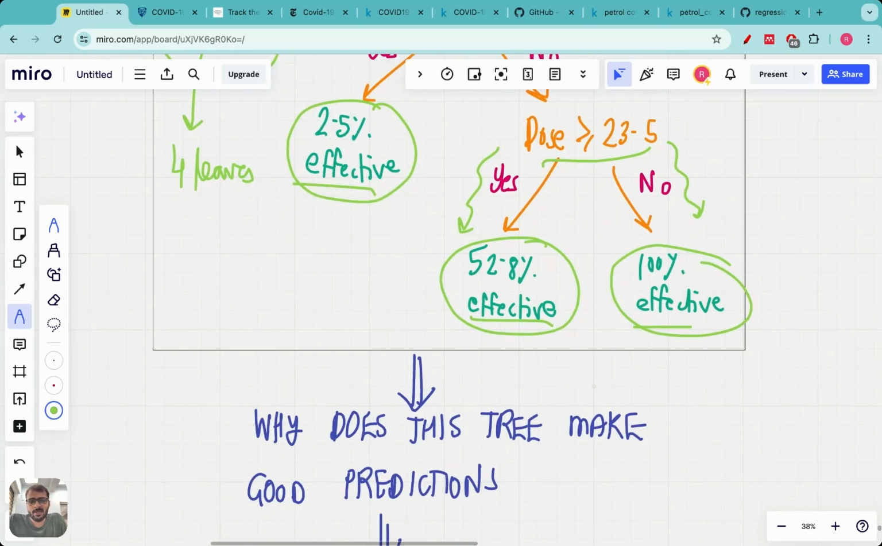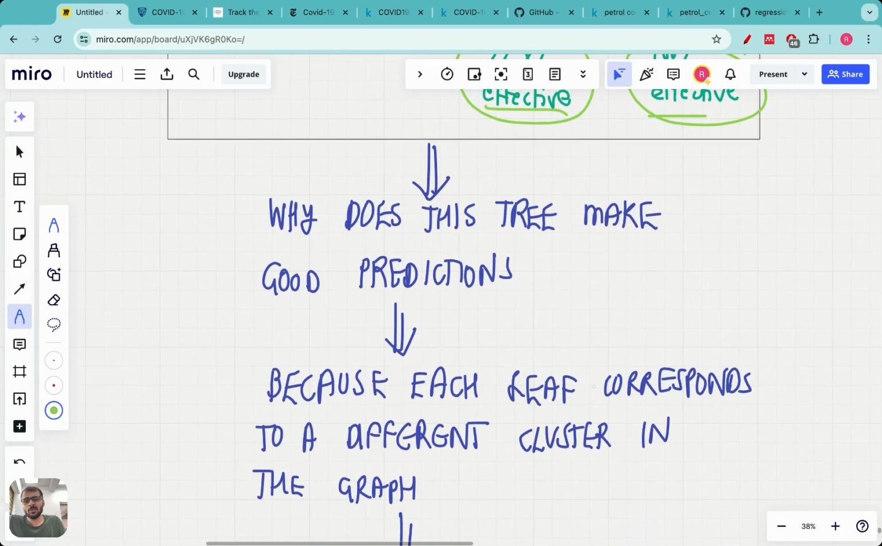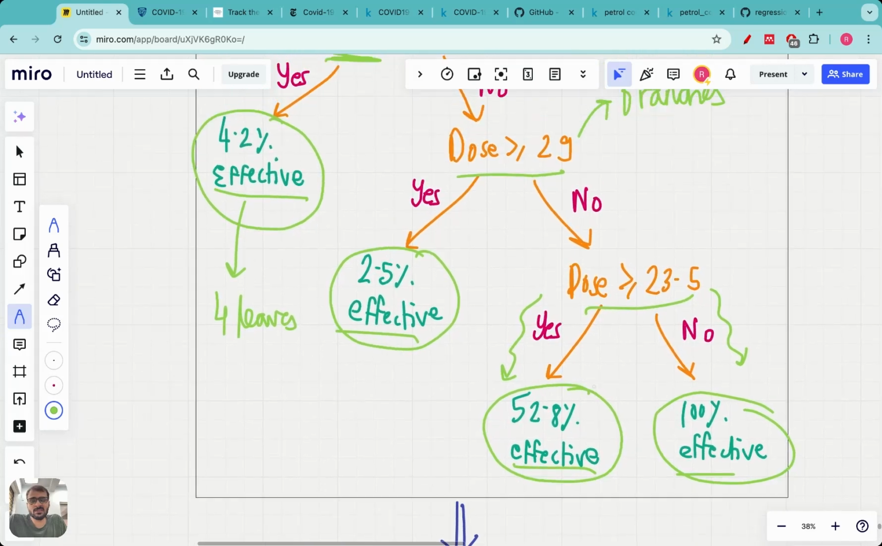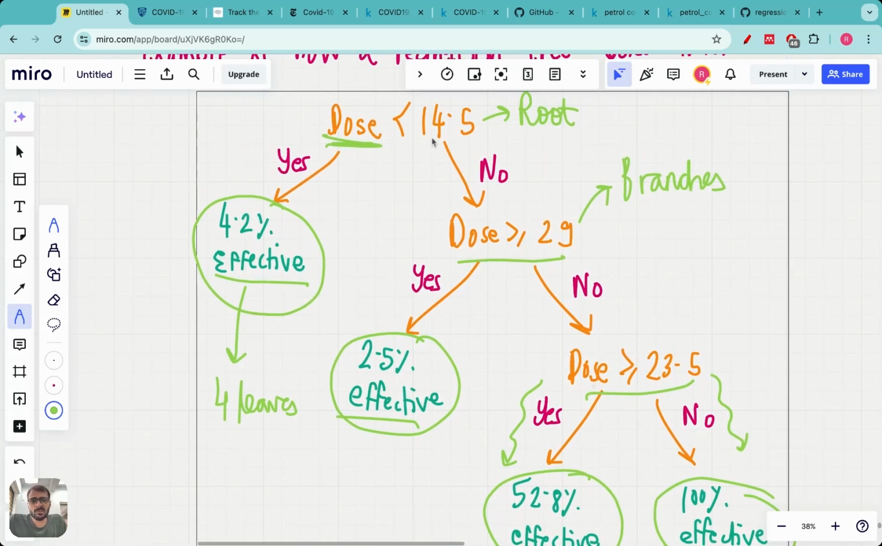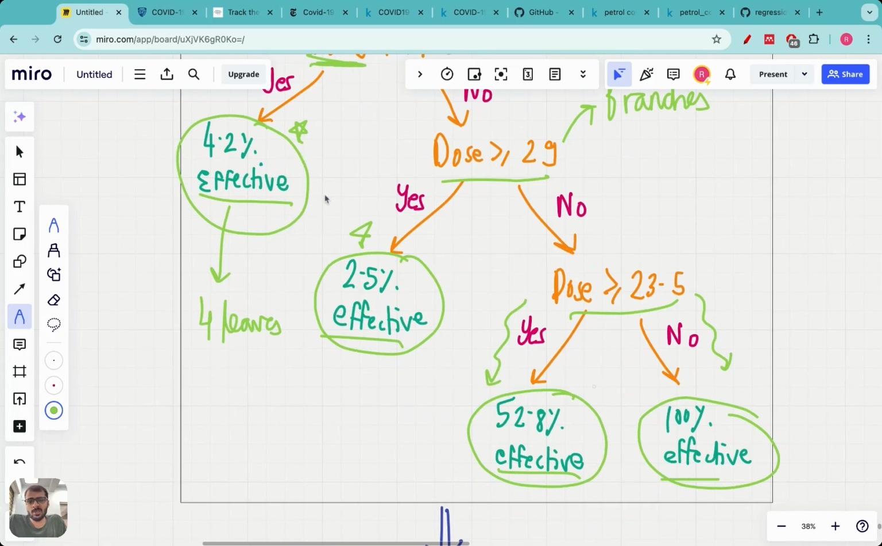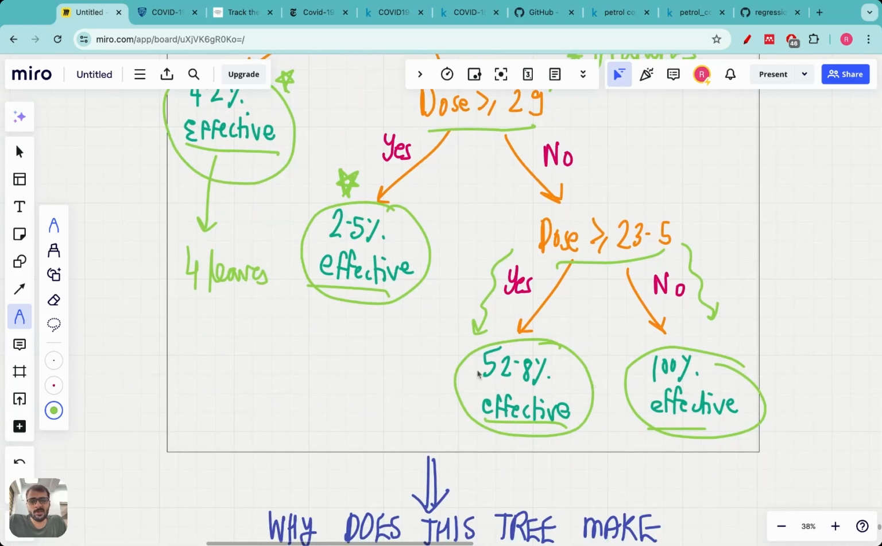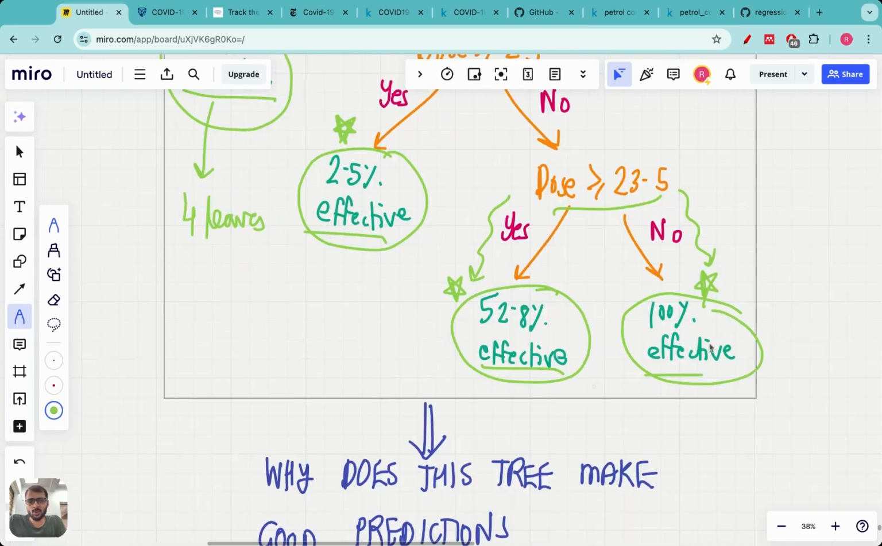So why does this tree make good predictions? The reason is because each leaf in the tree corresponds to a different cluster in the graph. When I say leaf, it means these questions, right? Dose less than 14.5, this leaf. So this leaf belongs to one cluster, this leaf belongs to one cluster, this leaf belongs to one cluster, and this leaf belongs to one cluster. Let me show you what I mean.